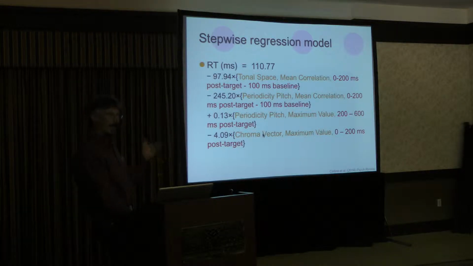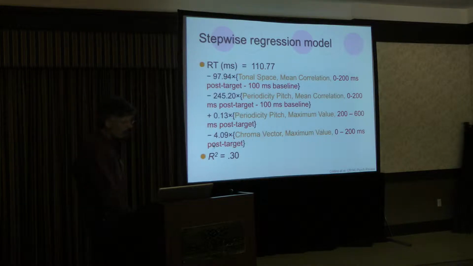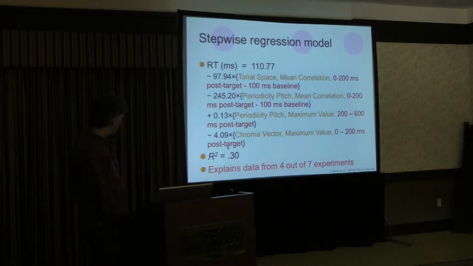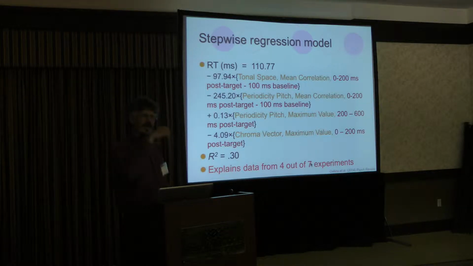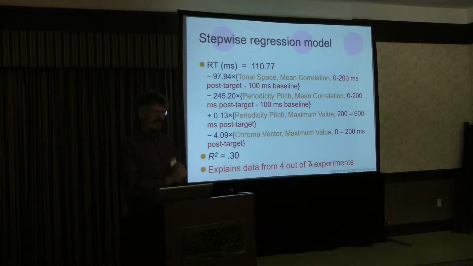So the somewhat surprising take-home message from these analyses was that the chroma vectors, which are used so widely, actually don't do so well. Overall, we explain about 30% of the variance, and we succeed in explaining data from 4 out of 7 experiments. Well, this was great, but it was kind of disappointing. We only did better than competing models by explaining data from 1 additional experiment, and we really wanted to explain the data from all 7 experiments.